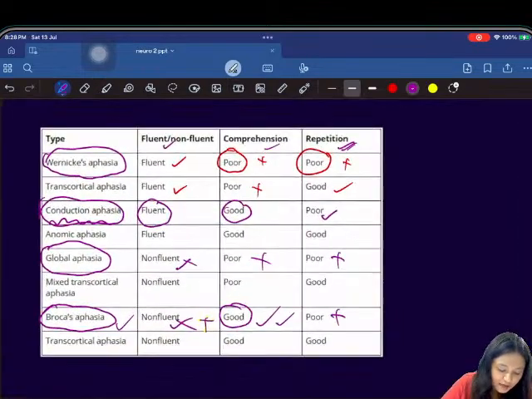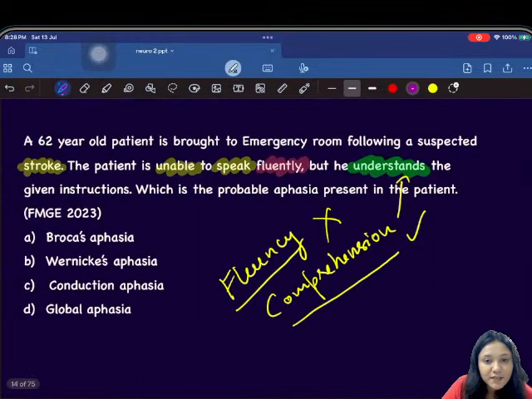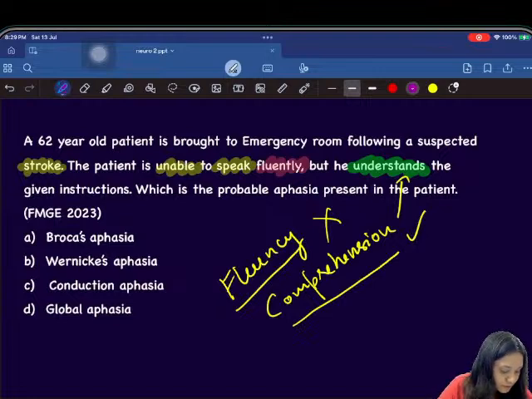So the answer here will be, tell me, the fluency is gone and comprehension is okay. So what will be the answer here? Anyone in the chat, what will be the answer here? Fluency gone, comprehension is okay. Any answer? Any answer in the chat? If the fluency is gone and comprehension is okay, the answer will be Broca's aphasia.